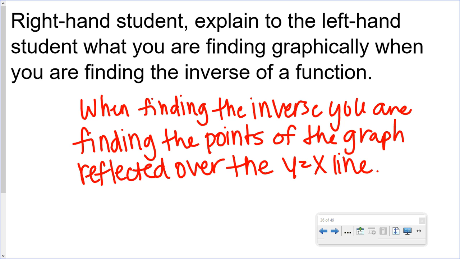If you remember what you're finding graphically when you're doing the inverse function algebraically, you're not even graphing it, you're just trying to find the inverse algebraically. What you're finding is if you were to take all of the points that are on that function and reflected them over the y equals x line, then that would give you the resulting inverse function. Okay.